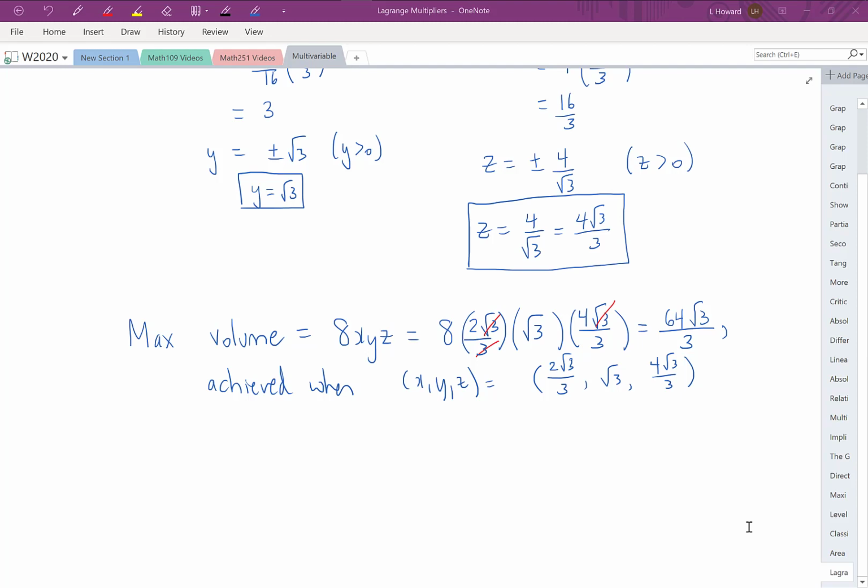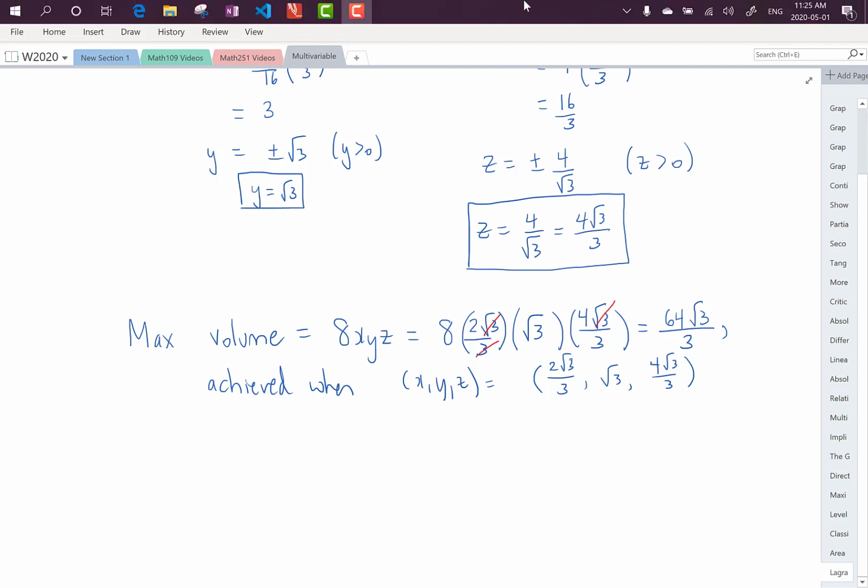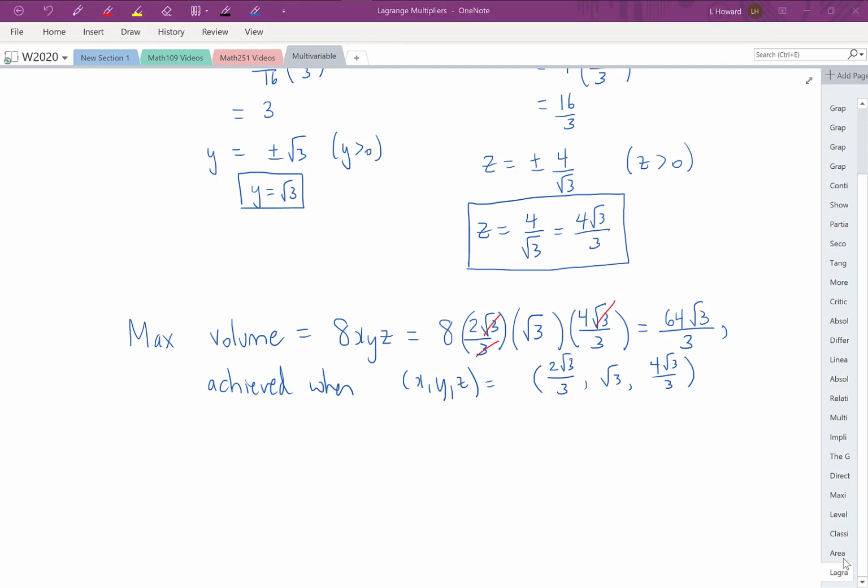And when you are answering these kinds of questions, it's nice to give the maximum or minimum value of the function as well as the point where it's achieved. So you could say achieved when, and then just give your x, y, z values as an ordered triple, so it's easy to pick those out. So 2 root 3 over 3, root 3, and 4 root 3 over 3 would be, geometrically speaking, the corner of the box in the first octant.